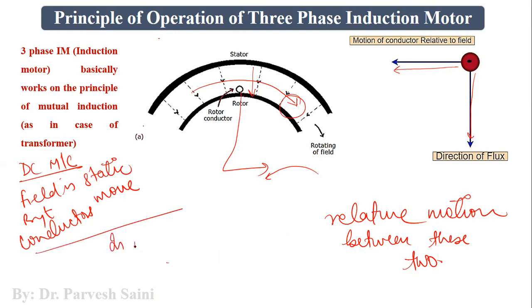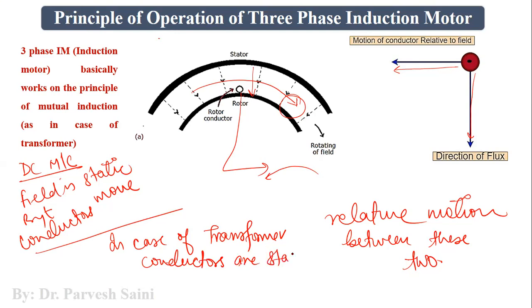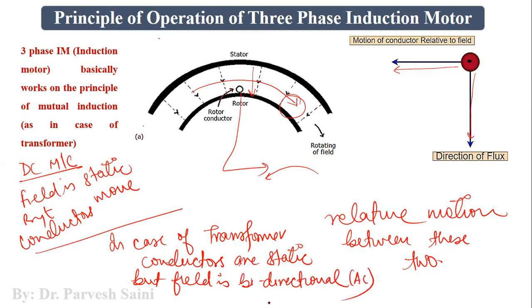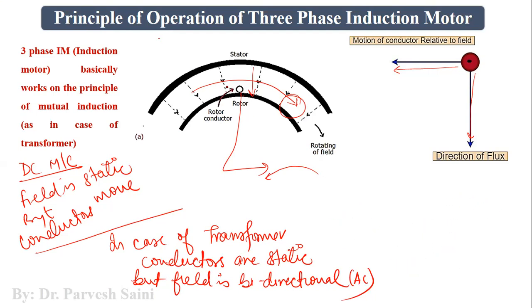In case of a transformer, conductors are static, but the field is bidirectional, that is AC. Now, in case of a three-phase induction motor, we have a static conductor, but the field is rotating in nature.